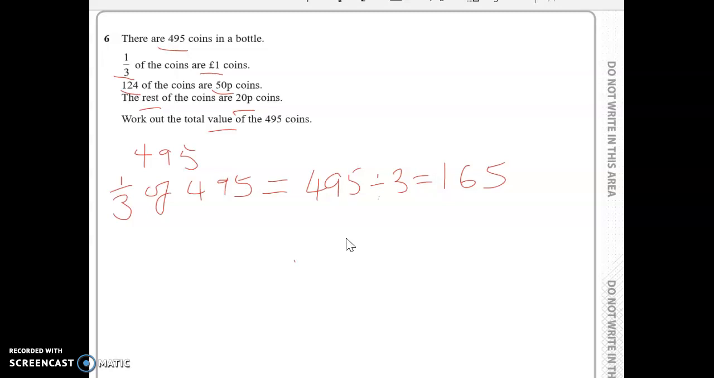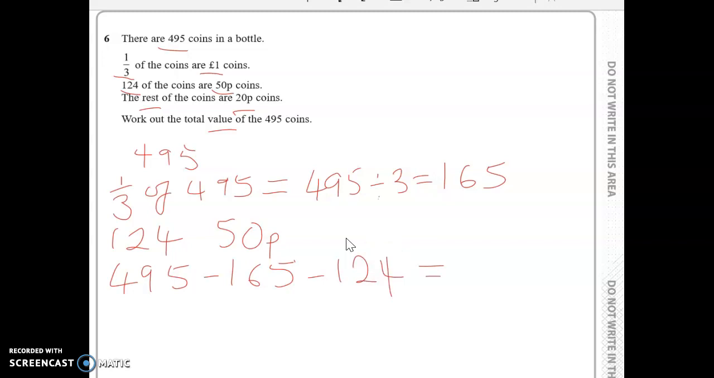The next line says I have 124 50p's. So I have 124 50p's. And then the penultimate line has the rest of them are 20p, so I need to know how many 20p's I've got. So I'm going to do the total, 495, take away the 165 pound coins, take away the 124 50p's, and that leaves me with 206 20p's.